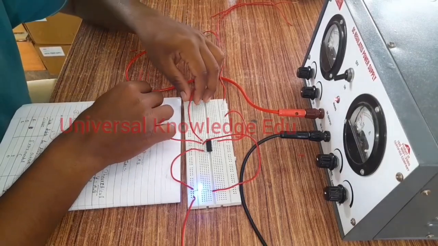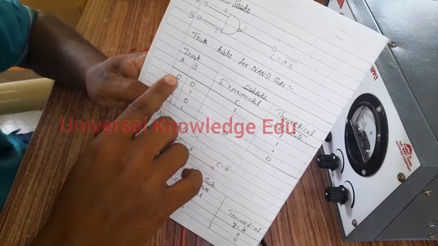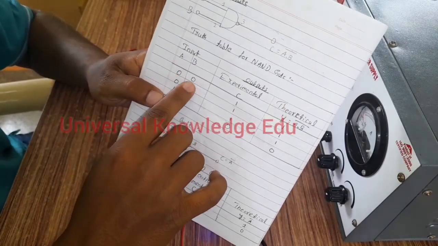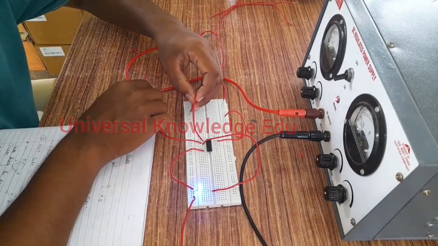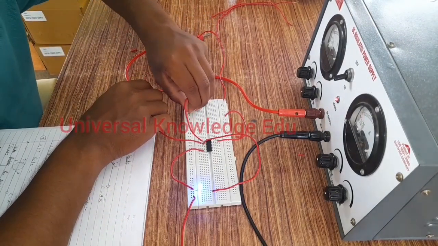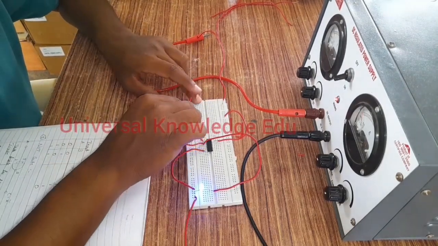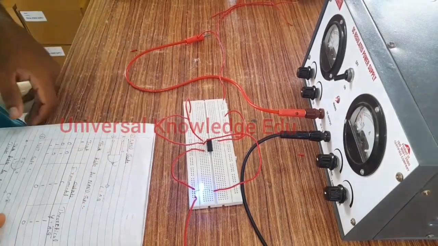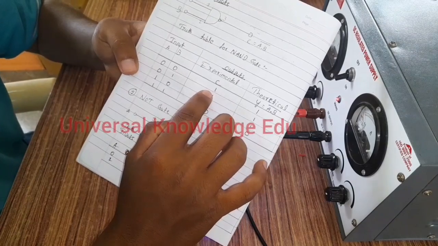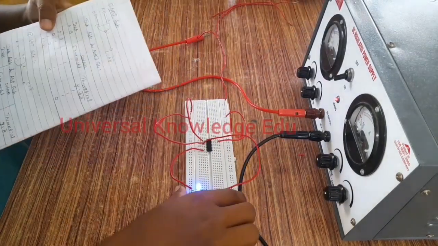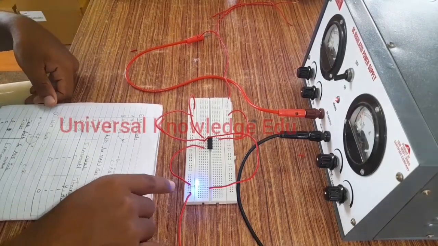Now we are connecting inputs A and B, that is 0 and 0. Our first reading is 0 and 0. We connect 0 to the ground at pin number 1, and pin number 2 we connect again to ground. This is our input 0 and 0, the experimental setup. If the light is glowing, that means the output is 1.